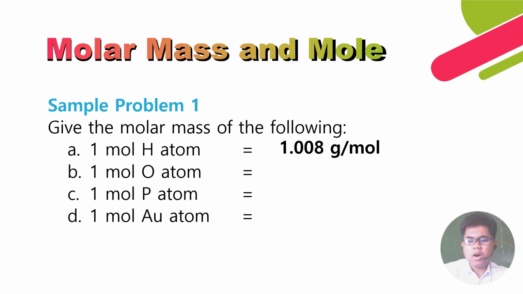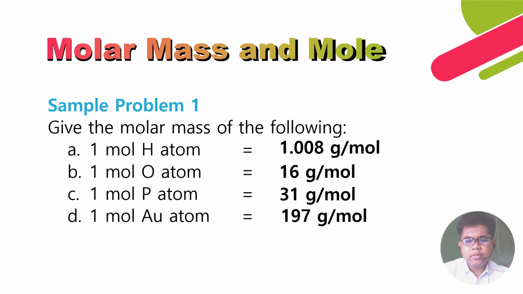How about 1 mole of oxygen atom? We have 16 grams per mole. Very good. How about 1 mole of phosphorus atom? We have 31 grams per mole. Correct. How about 1 mole of gold atom? We have 197 grams per mole. As you can see, the problem is simple. All you have to do in order to determine the molar mass of elements is to look up its atomic mass in the periodic table of elements.